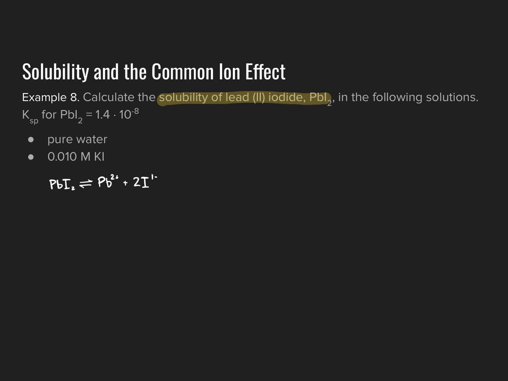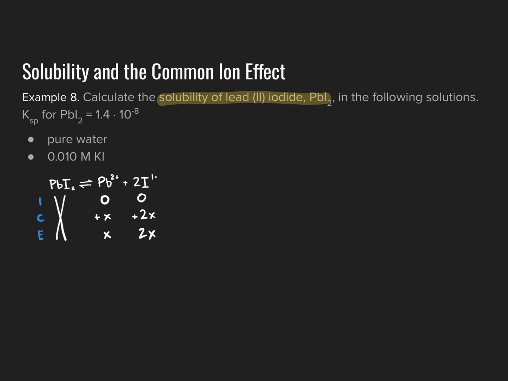And from here, I'm going to set up my ice table here, again, ignoring the lead-2 iodide as a solid phase species. And then on the right side here, my initial concentrations of both the lead-2 ion and the iodide ion will be values of 0 molar in a pure water solution. As some of that solute dissolves, for every x moles per liter of the solute that dissolve, we would produce x moles per liter of the lead-2 ion and 2x moles per liter of the iodide ion from that molar ratio of our dissociation equation, yielding equilibrium concentrations of x for the lead-2 ion and 2x molar for the iodide ion.